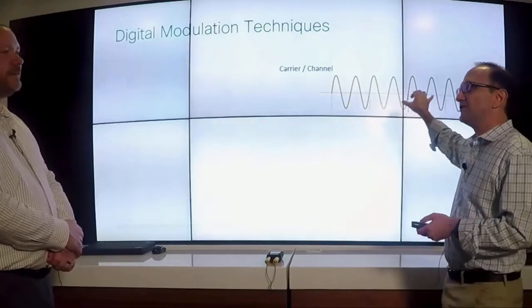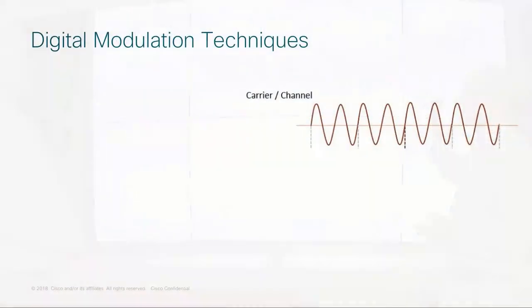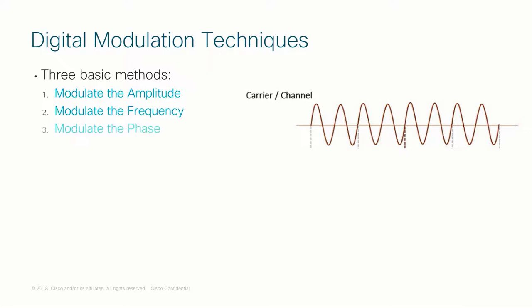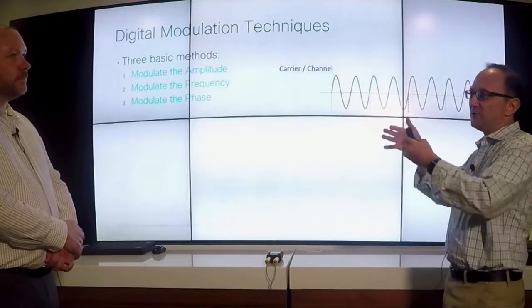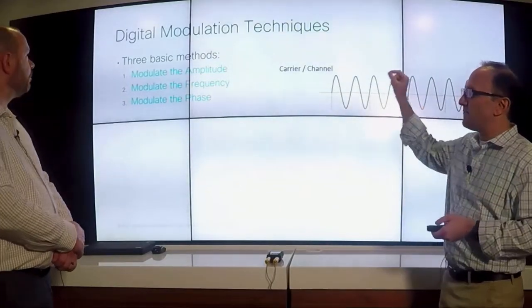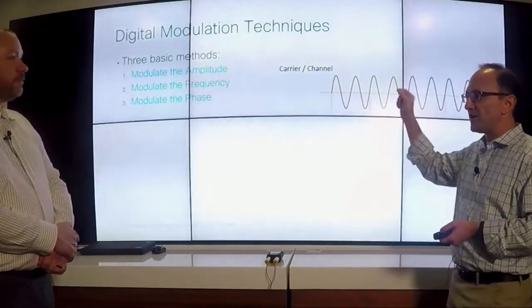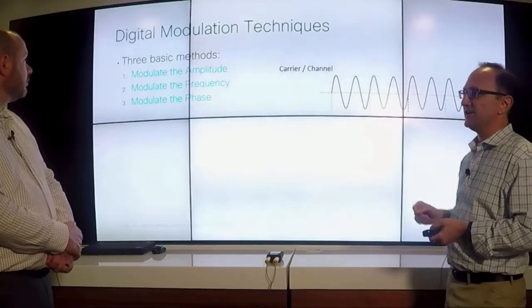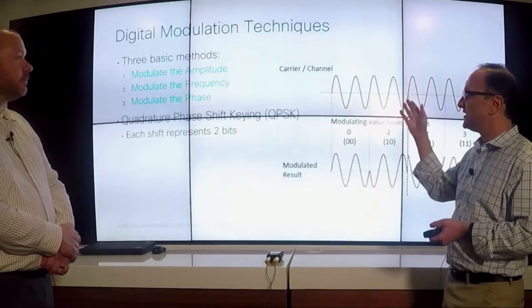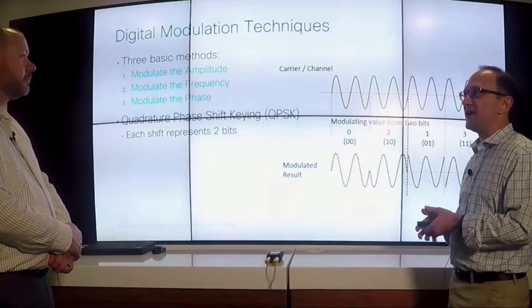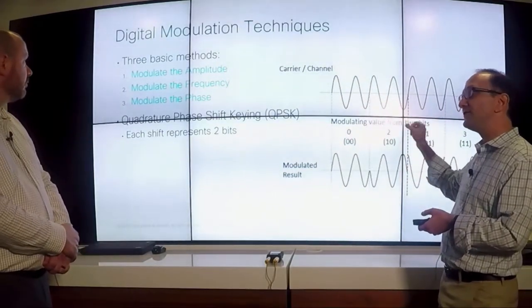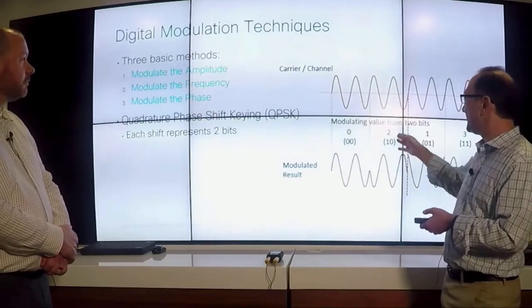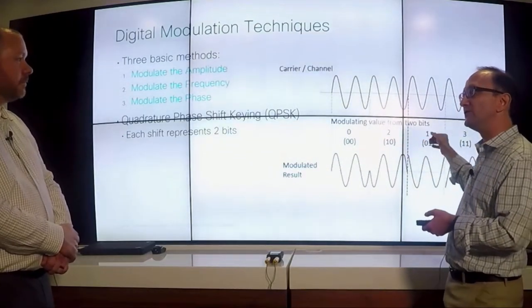I got my carrier signal. There are three basic methods that I can tweak that signal to get digital data into an analog signal. I can modulate the amplitude, modulate the frequency, and I can modulate the phase. So the simplest one, QPSK, quadrature phase shift keying. Each phase shift represents two bits. So here I can encode 0, 1, 2, and 3.